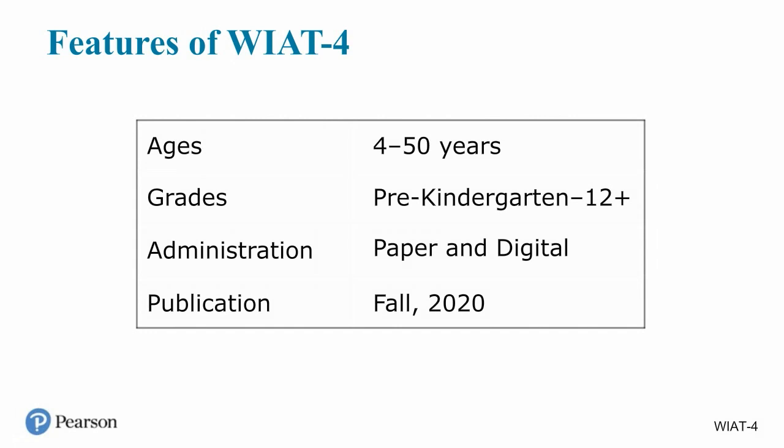The WIAT-4 is an individually administered clinical instrument designed to measure the achievement of examinees ages 4 years through 50 years, including students in pre-kindergarten through grade 12 and beyond high school. It will be published in the fall of 2020. The subtest can be administered in paper and digital format.